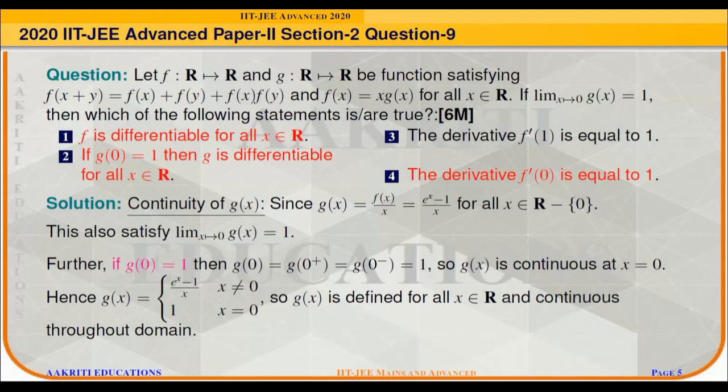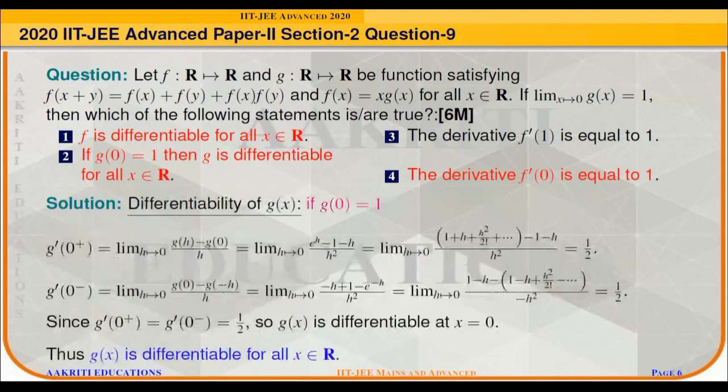Other than x is equal to 0, g of x is defined as e raised to the power x minus 1 upon x, which is a continuous function, and hence g of x can be defined as e raised to the power x minus 1 upon x when x is a non-zero real value and 1 when x is equal to 0. So g of x is defined for all the real values of x and it is continuous throughout the domain. Hence, we can talk about the differentiability of g of x when g of 0 is equal to 1.